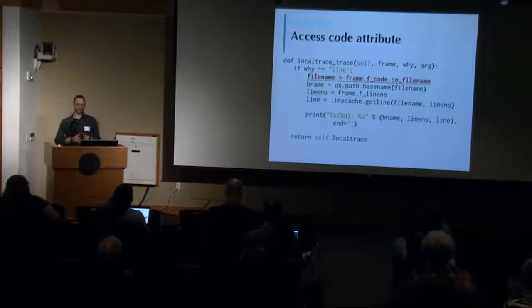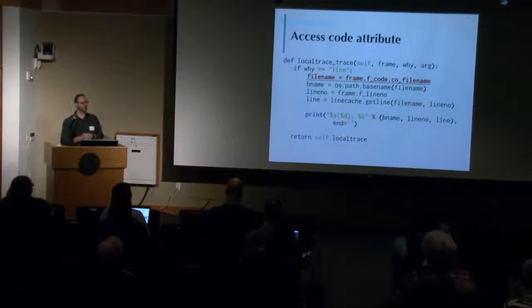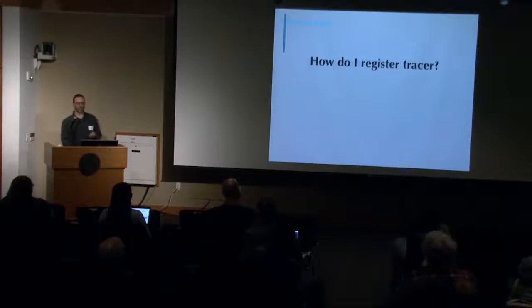It can dig into the code object that's part of the frame, and it can get the file name of where the function was defined. So those three arguments really allow the tracing function access to all the information it might want about the code that is currently executing.